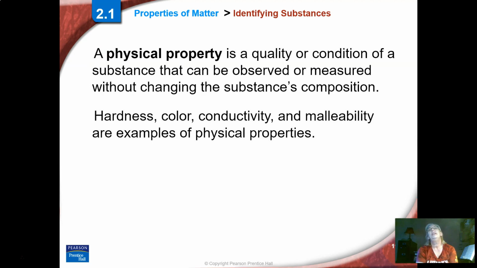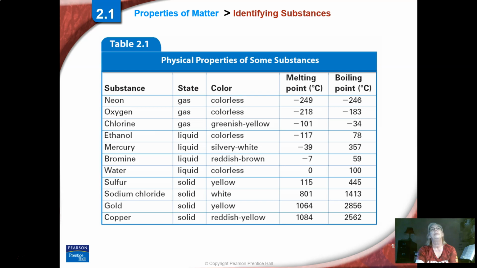A physical property is something that can be measured or observed without changing the composition of that substance. So how hard a diamond is, what color copper is, conductivity, malleability, these are all physical properties. You're measuring these things by doing tests on them, and you don't change the substance at all. Here are some more physical properties: what temperatures things melt and boil, and what color they are.